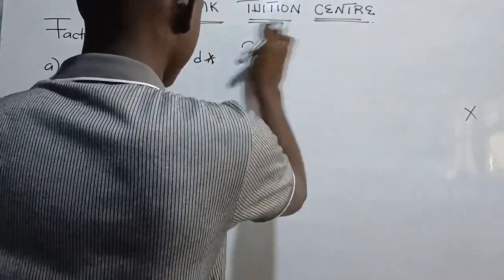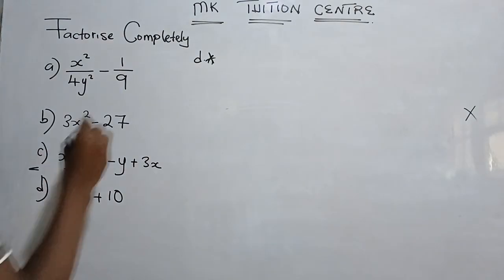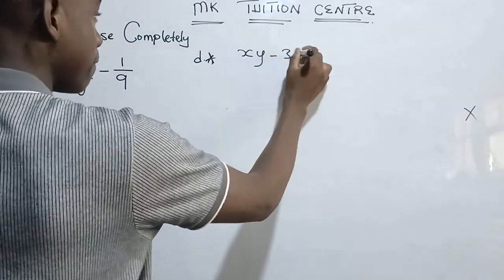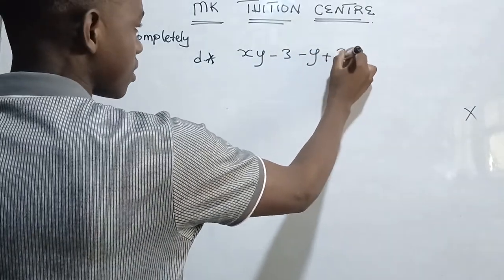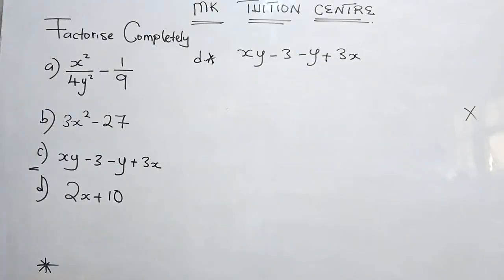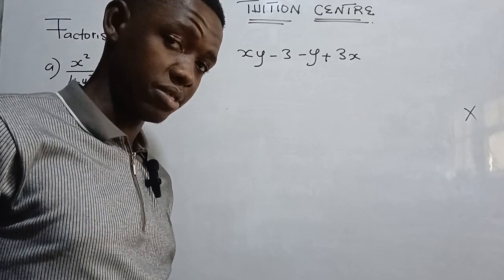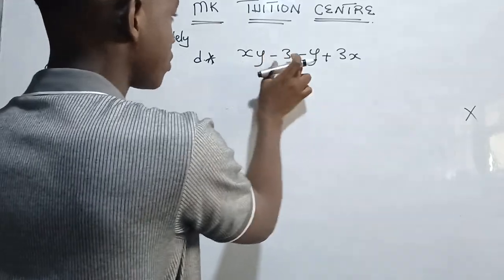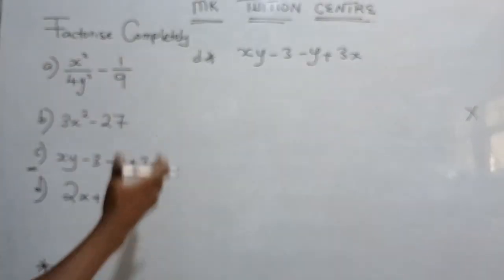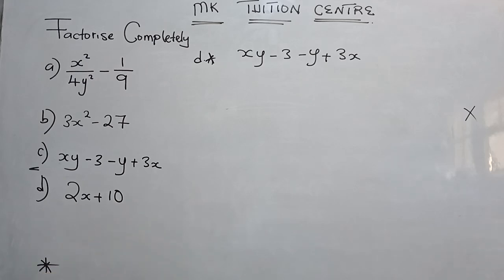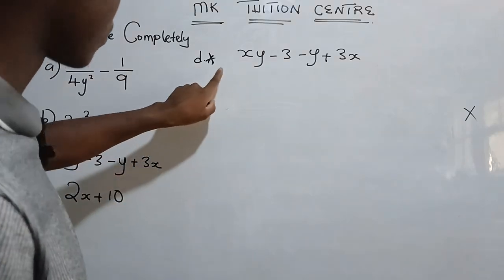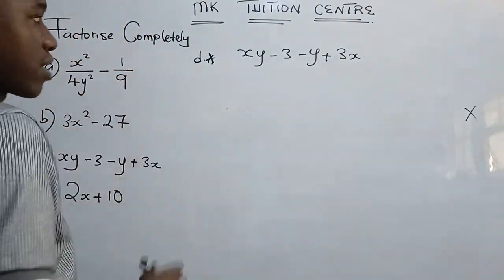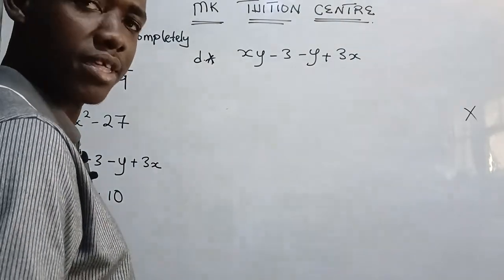Now, let's go to C. xy minus 3 minus y plus 3x. Here we don't have 2 terms, but we have more than 2. We have actually how many? We have 4: 1, 2, 3, 4 terms. Here you can't use the idea we used before because we don't have anything that is common throughout. So we're going to try and factorize this using the grouping method.